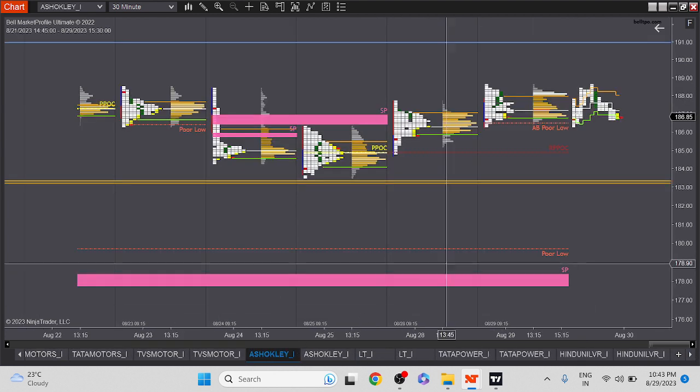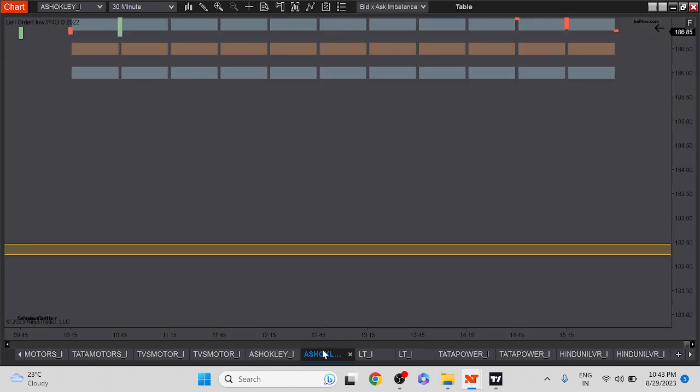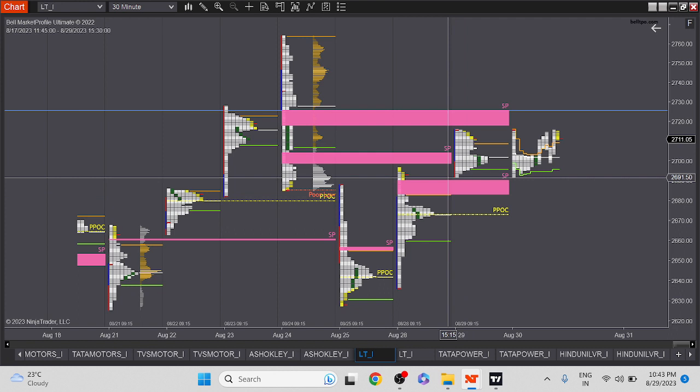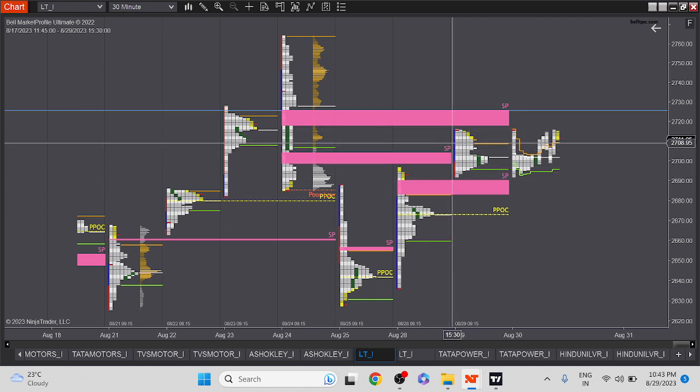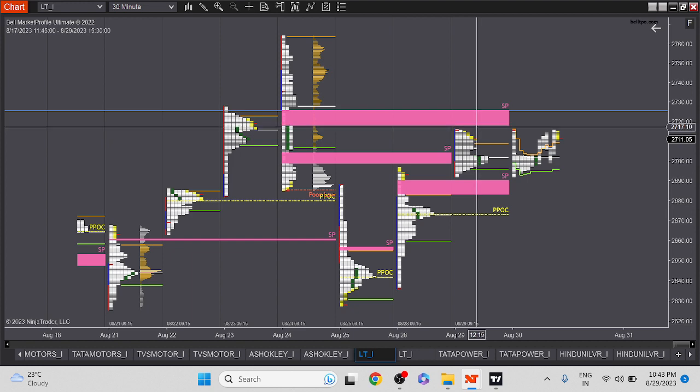I think the important stock, Ashok Leyland, we were also discussing, crossed the level and we saw some short covering, but in the end we saw some selling as well in Ashok Leyland. LNT is between two single prints. If you see, today's low is exactly a single print, and the high is exactly at a single print.